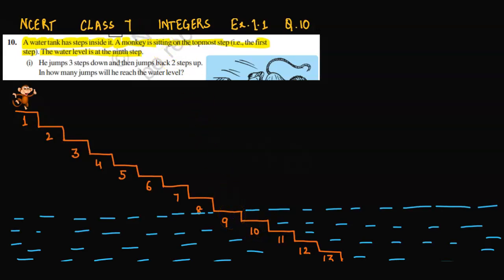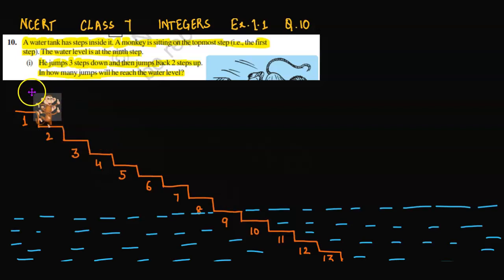So let's see what the question says. He jumps down 3 steps and then jumps back 2 steps up. In how many jumps will he reach the water level? So let's see how he jumps. He makes a jump of 3 steps downwards. So like from first he reaches the 4th stair. Then he jumps back to the 2nd step, like 2 steps upwards.